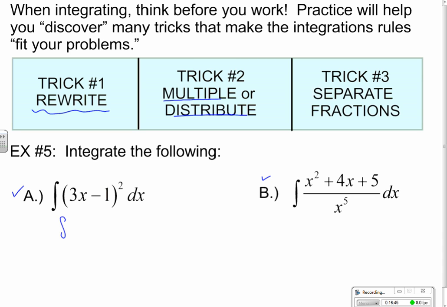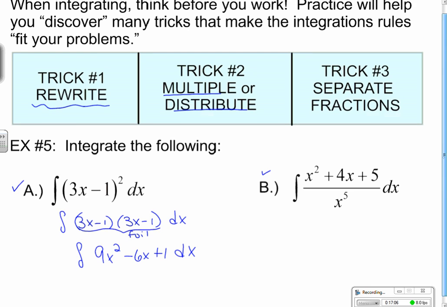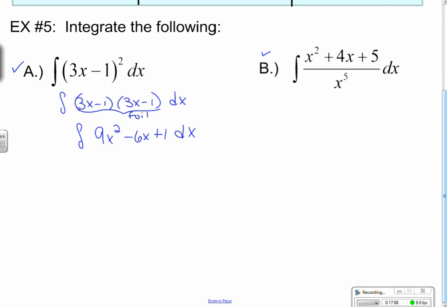So we know we can square this out. This would look like 3x minus 1 times 3x minus 1 dx. The integral of that, let's FOIL this now. Foiling that would give me 9x squared minus 6x in the middle plus a 1 dx. Okay, now it just becomes polynomial work. Each individual term we can integrate separately.